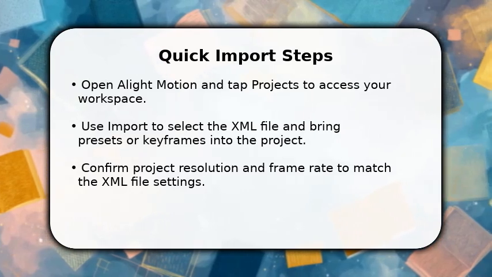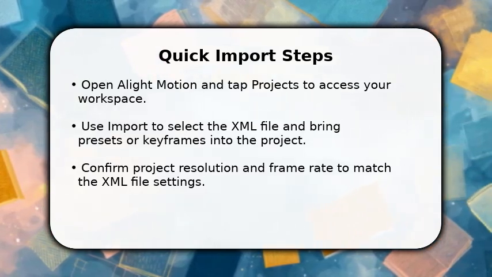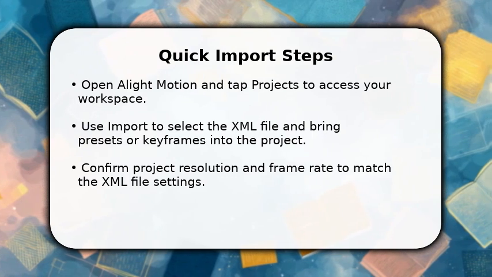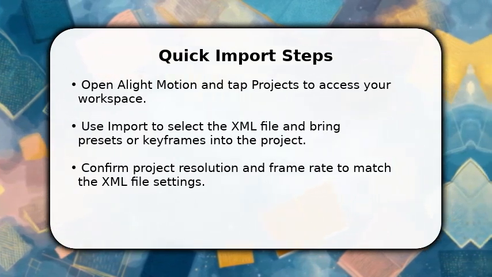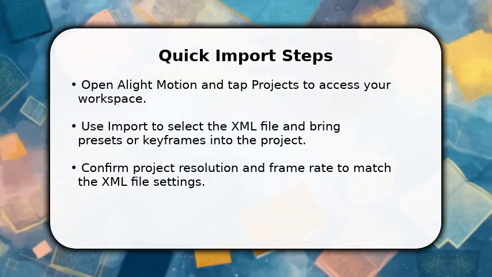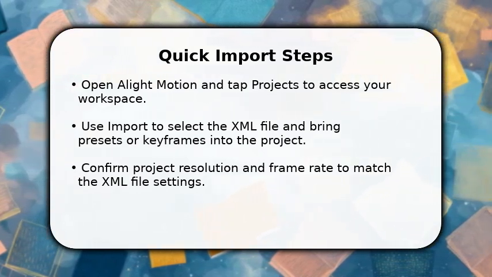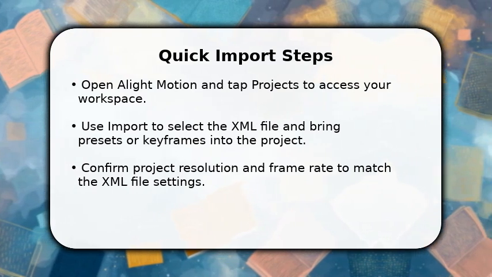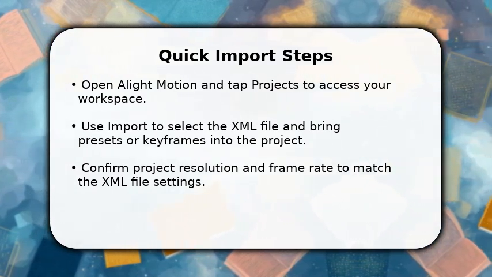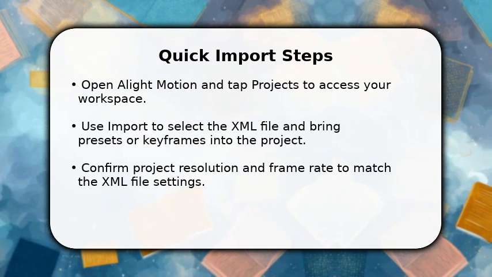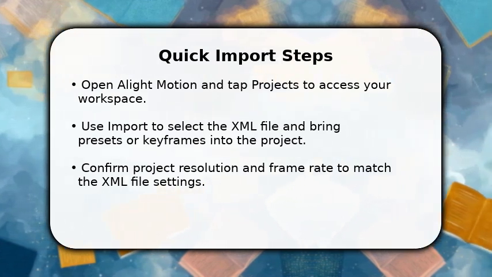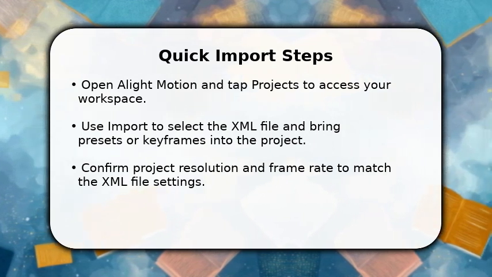In this video, I will explain how to use XML file in Alight Motion. Open Alight Motion, tap Projects, then import and choose the XML file to bring presets or keyframes into your project. Match dimensions and frame rate if prompted, and then adjust layers to fit your composition. Preview the animation, tweak timing, and save a copy before major edits to preserve the original XML settings.